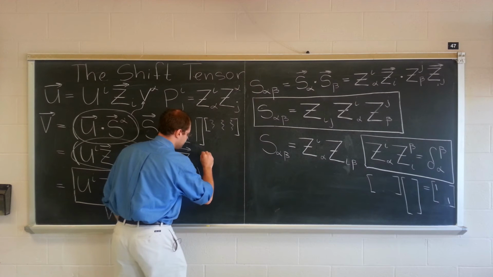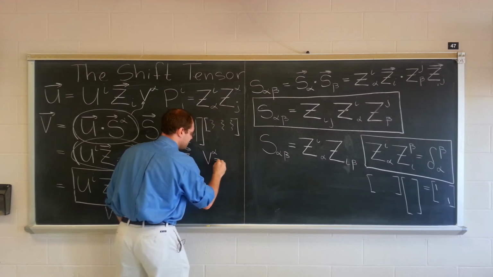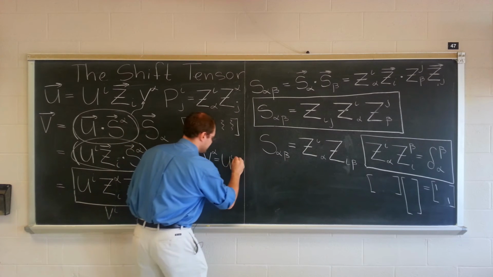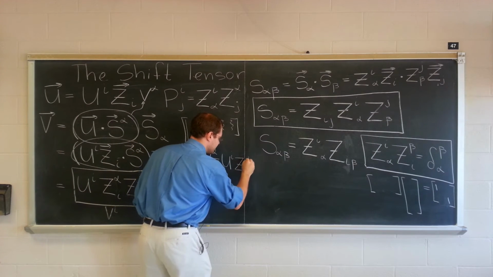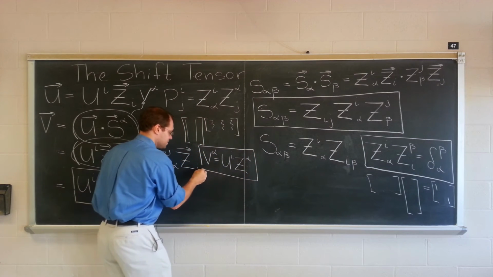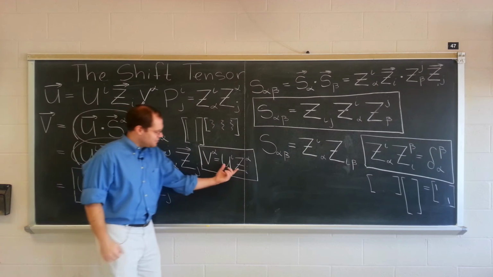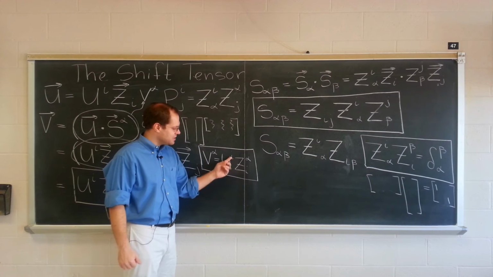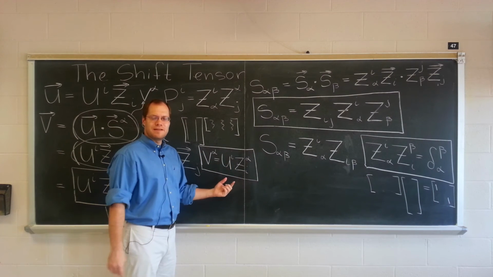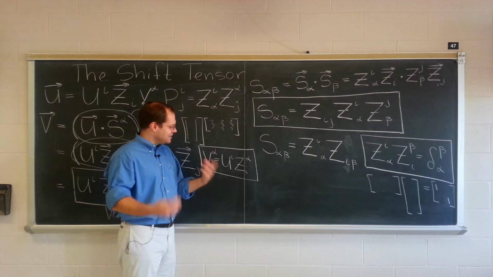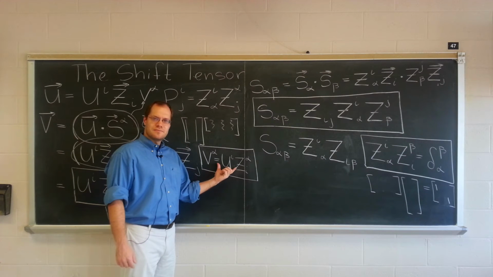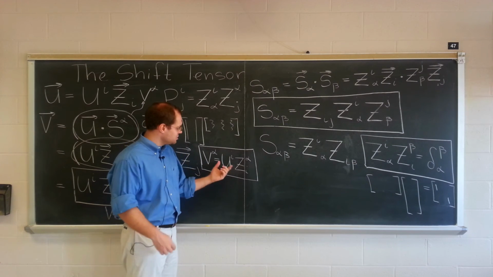So V alpha is Ui times Zi alpha. So the shift tensor in and of itself can be thought of as projection onto the tangent plane. Whenever you contract on the Latin index, you give it anything and you contract on the Latin index, that's the projection of that object onto the plane. It's just that the answer is given in terms of the surface components.